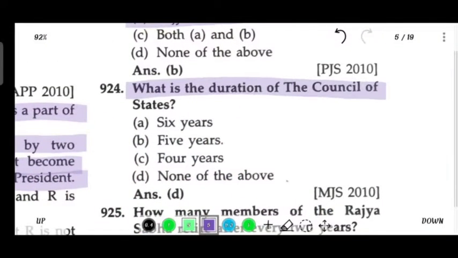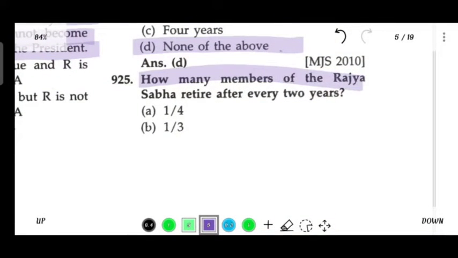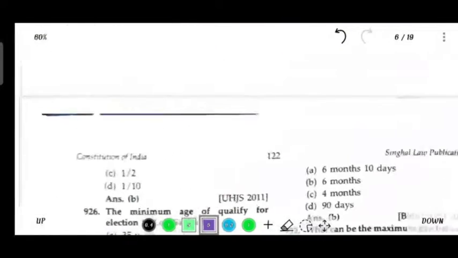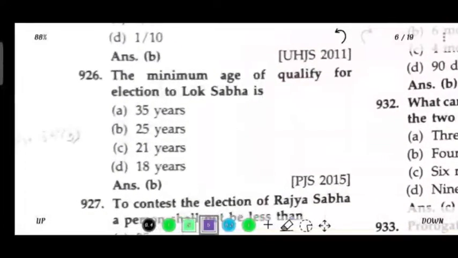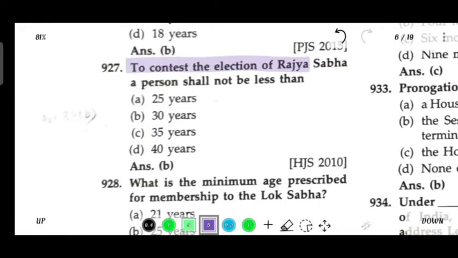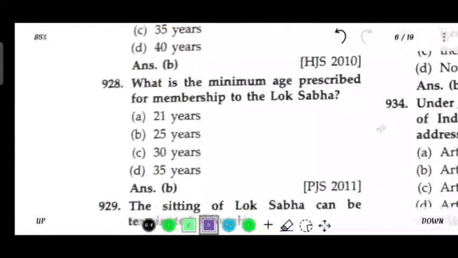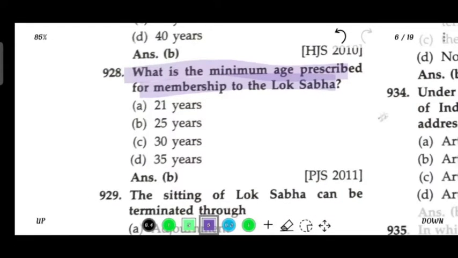What is the duration of the Council of State? None of the above. How many members of the Rajya Sabha retire after 2 years? One third. The minimum age of qualification for election to the Lok Sabha is 25 years. To contest the election of Rajya Sabha, a person shall not be less than 30 years.